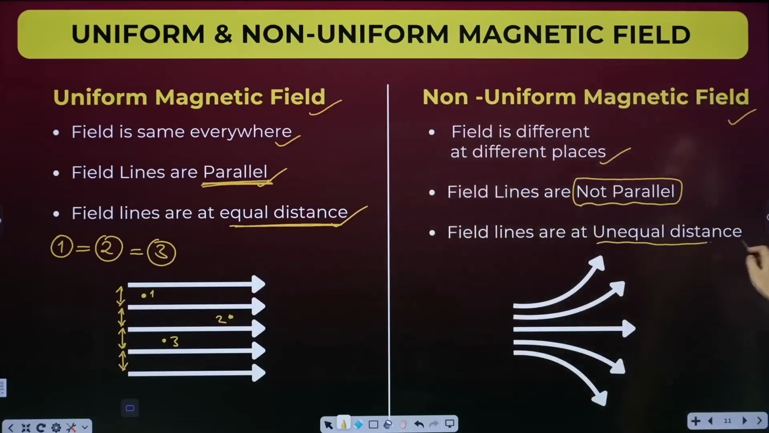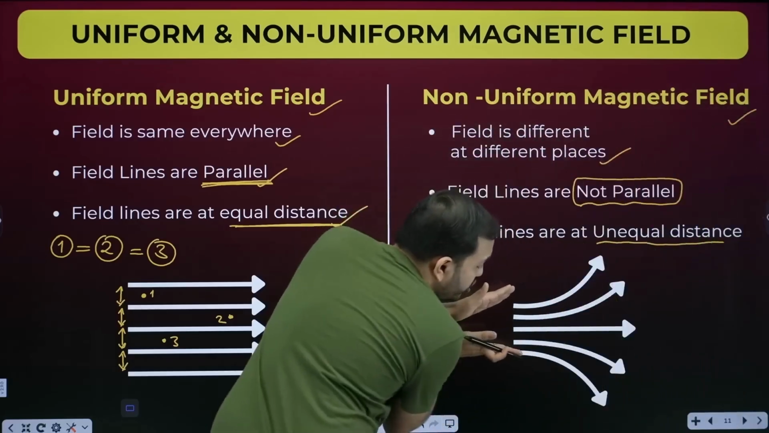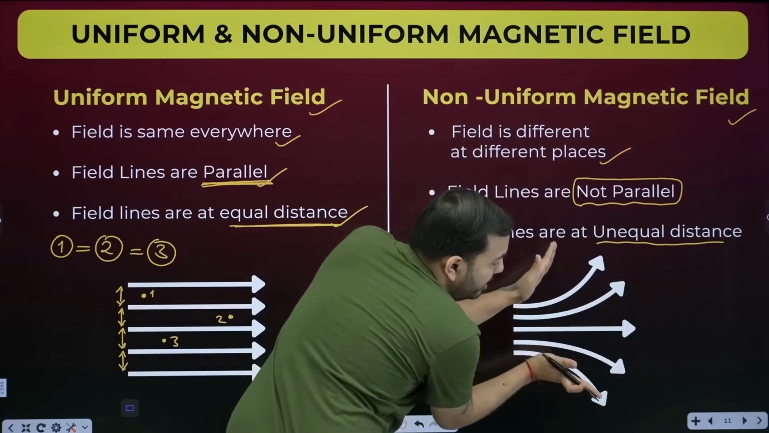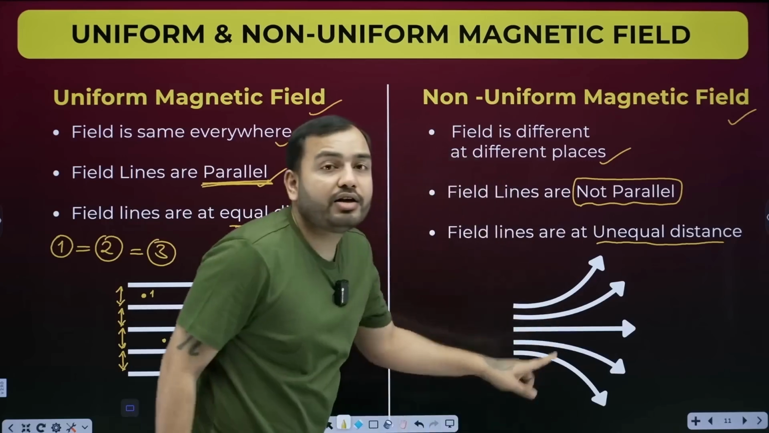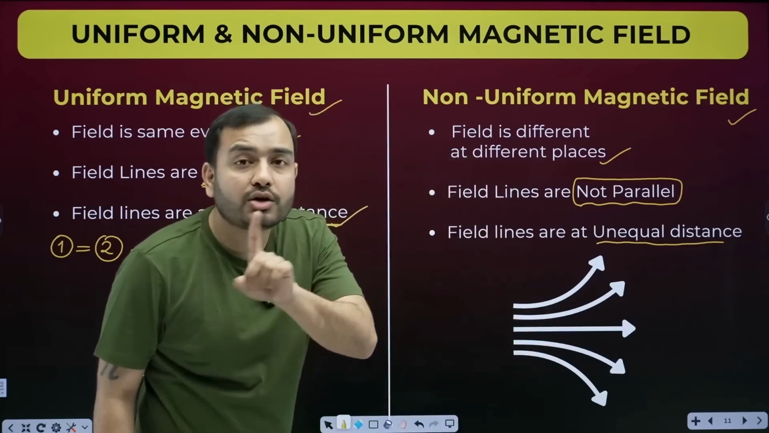Field lines are at unequal distance. Look at this. Here it is a little uniform. But after this, look, it ran away like this. Meaning what kind of field is this? Non-uniform. The field strength and the field direction are not the same everywhere.